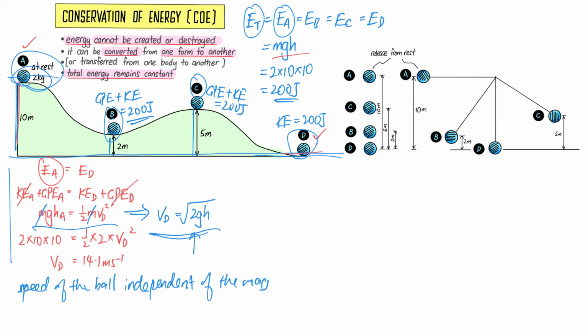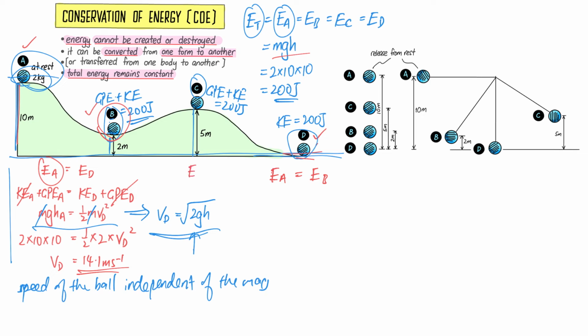Next, let's find the speed of the ball at point B. Before you start, you should know that the speed at point B will be lower than the speed of the ball at point D, because at point D the height is lower, so the speed should be higher. So we'll be using the same technique. I'll be using the total energy at point A, equate it to the total energy at point B. Now, of course, you can choose any 2 points.